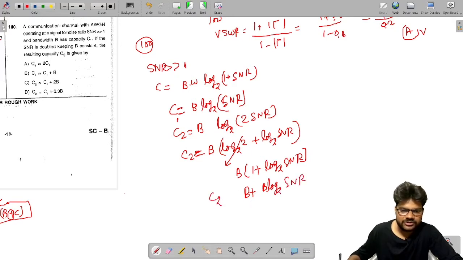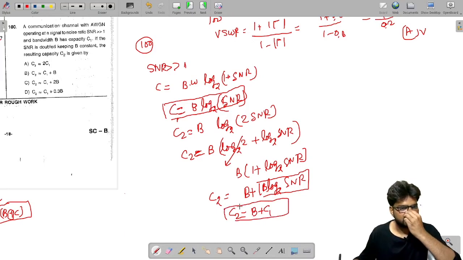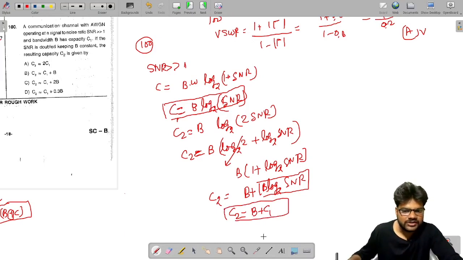Okay, so C2 is going to be this. So this term b log 2 SNR is what? C1. From there this is C1. So C2 is going to be b plus C1. So with this, the correct option you will have is C2 is equal to b plus C1. Correct option is B. So we are done with the question number 100.